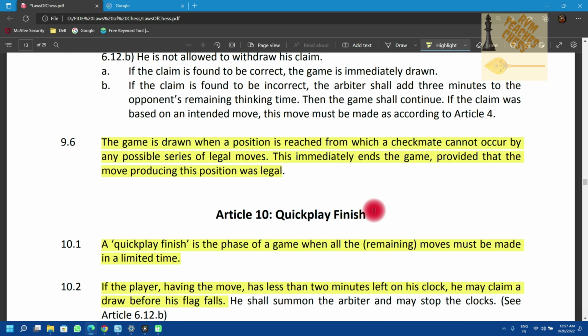The game is drawn when a position is reached from which a checkmate cannot occur by any possible series of legal moves. This immediately ends the game provided that the move producing this position was legal.